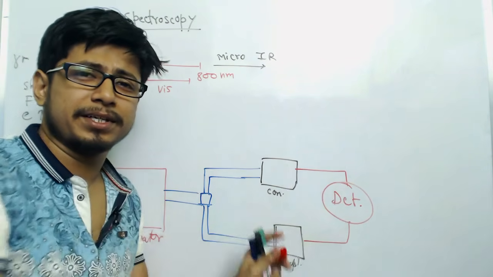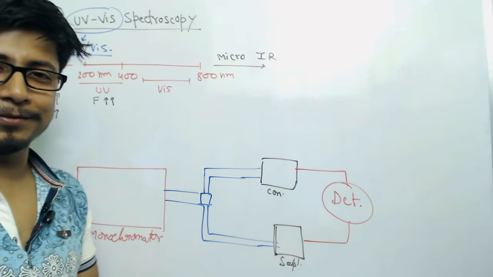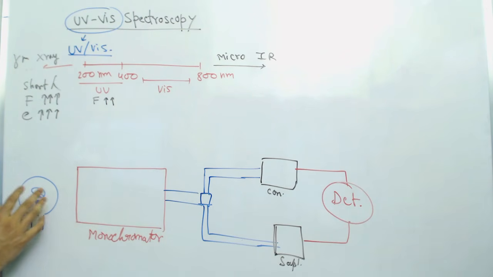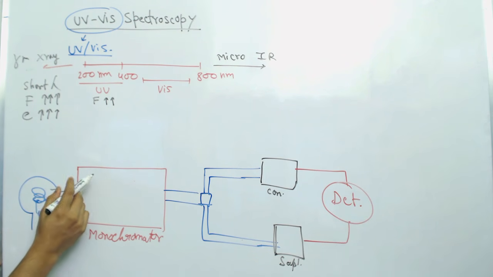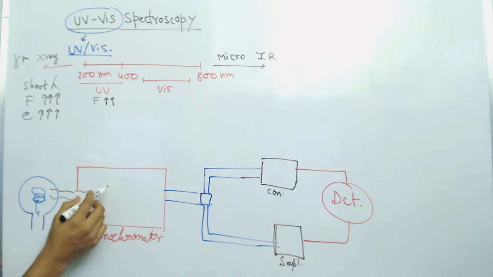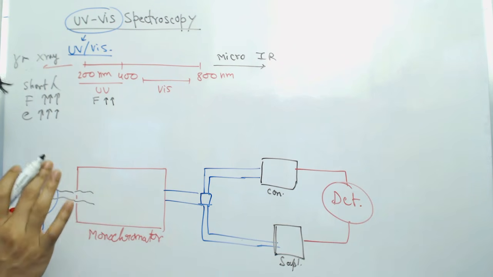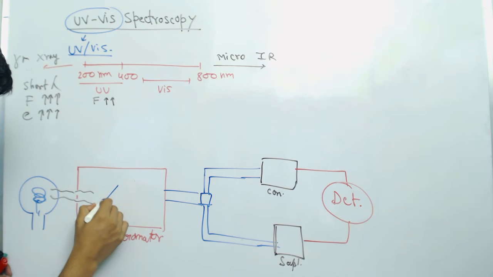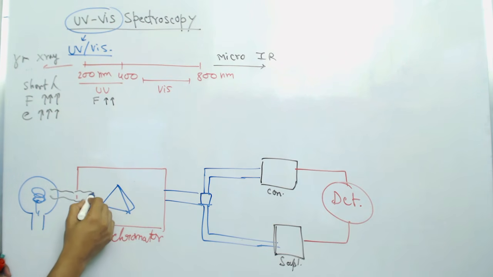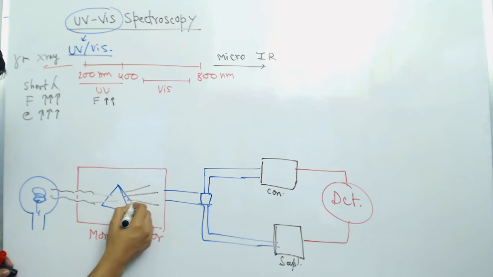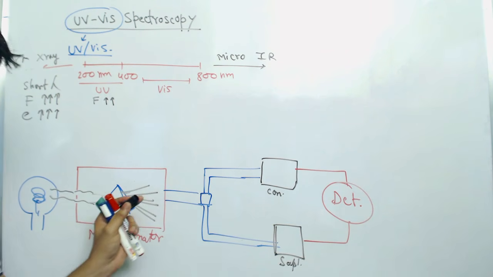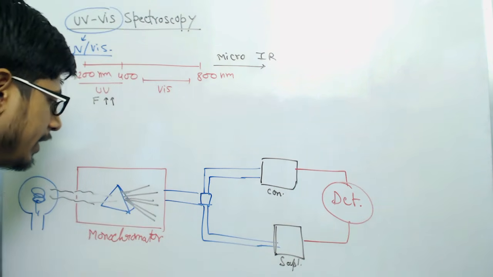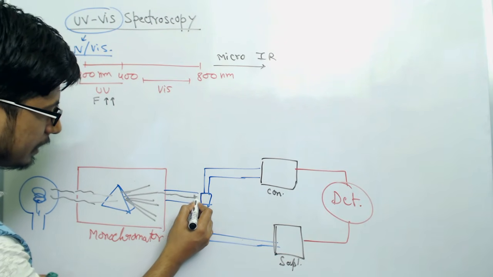This is the simplest drawing of any UV visible spectrophotometer. It begins with the source, and the source light comes in, and here we have small gaps, slits, through which the light passes. After that, mirrors reflect it, but ultimately there is a prism inside this monochromator. The prism separates the light into all these different wavelengths, different colors, so only one specific wavelength will be allowed to pass through.